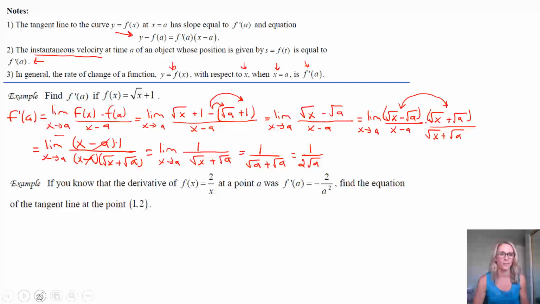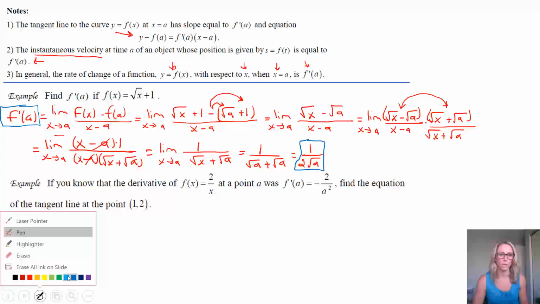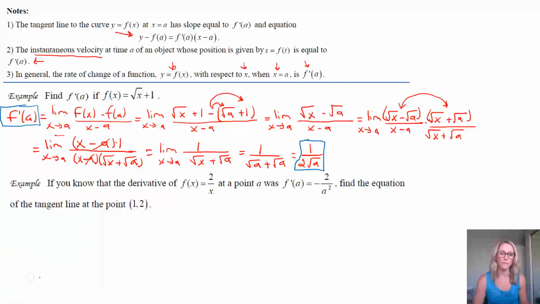I know that there's a lot of work in between, and we've got to know what it is, and we've got to show it. But f prime of a is 1 over 2 times the square root of a. And the bigger idea behind that is that if you were given a point, x equals 1, x equals 5, x equals 10, all you'd have to do is plug that in for a, and you'd have the derivative at that value.